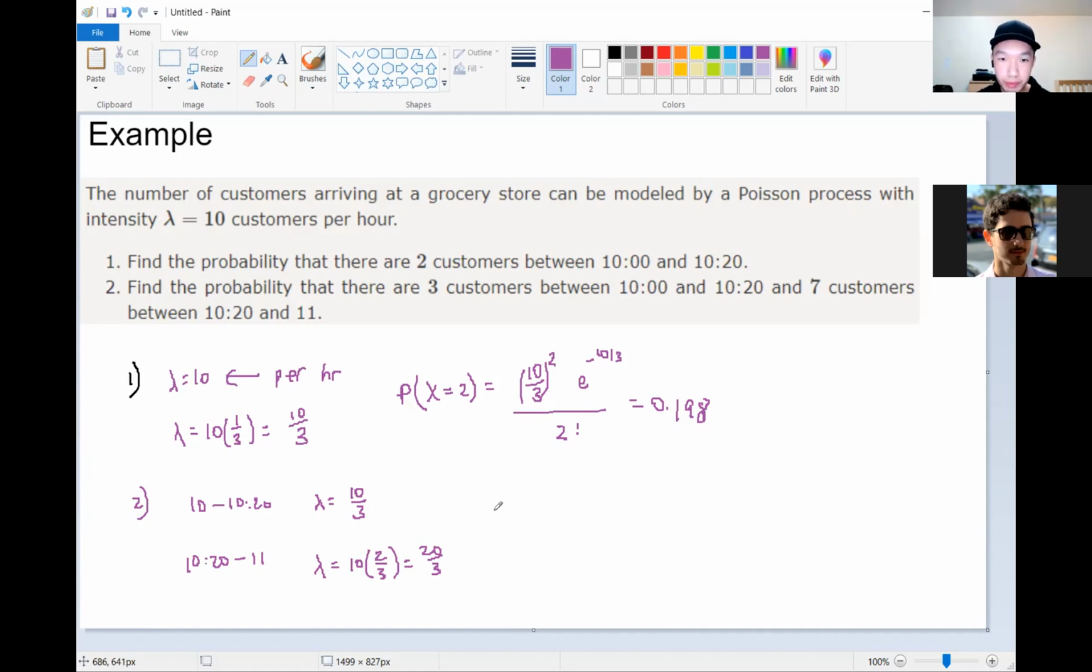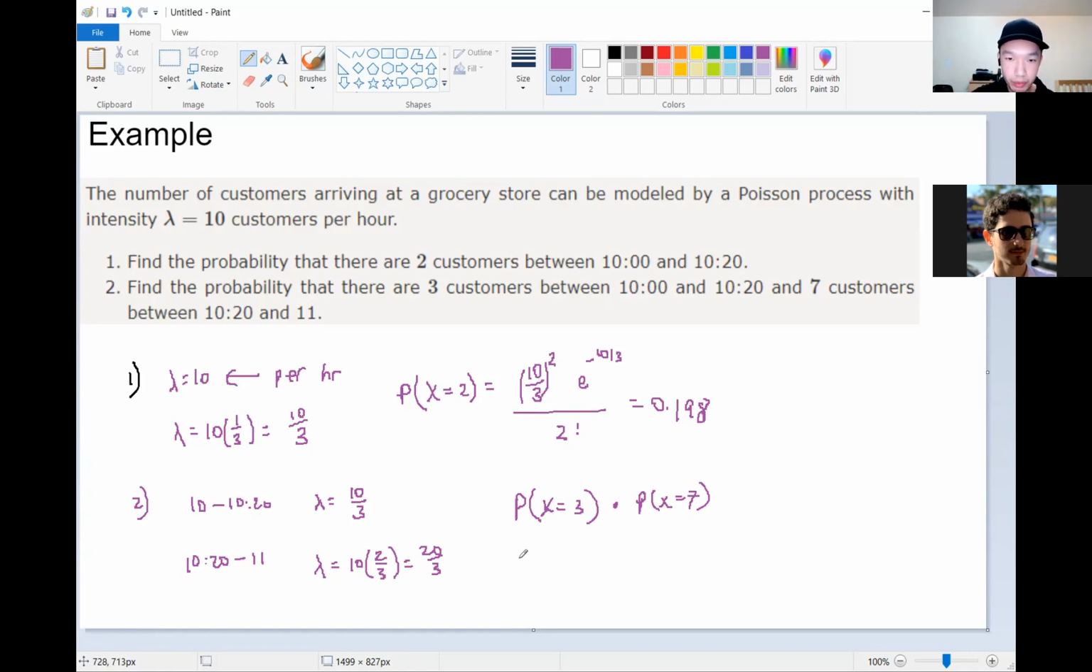And then we can do the following. We can just calculate the probability that x equals 3 for the first interval times the probability that x equals 7 for the second interval. The reason we're able to just multiply it through like this is because, from the previous slide, we mentioned that intervals are independent. So we can just multiply it through.